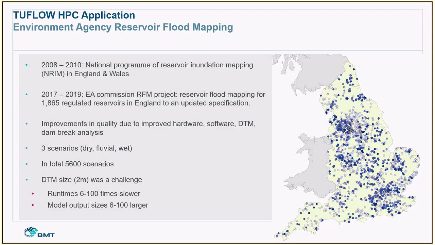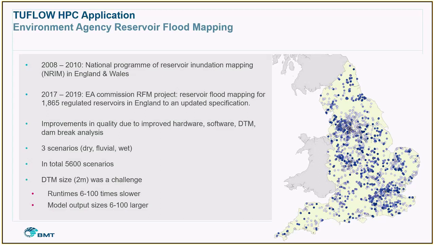So with the improvements in hardware, software, and input data, there was an updated specification, an updated project for reservoir flood mapping, which required the simulation of all 1,865 regulated reservoirs in England to that updated specification. Each of those reservoirs were then run for 3 scenarios: a dry scenario, a wet scenario, and a fluvial scenario. The wet scenario involved running the dam break with a 1 in 1,000 year flood downstream. So in total, there were 5,600 scenarios.